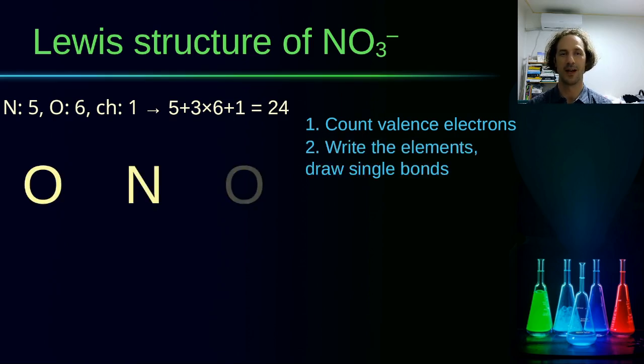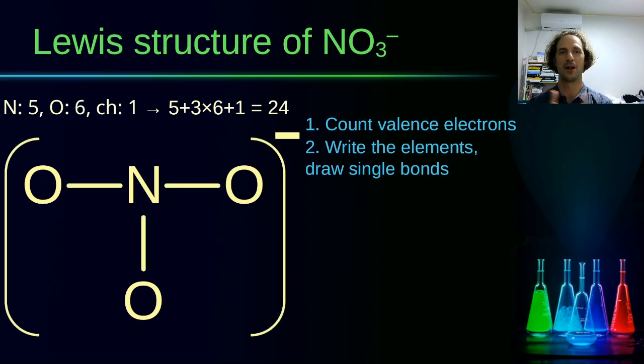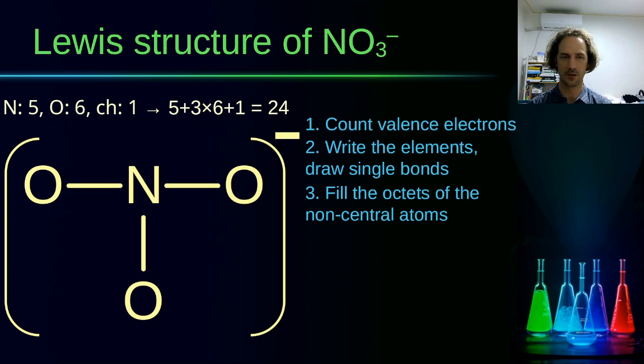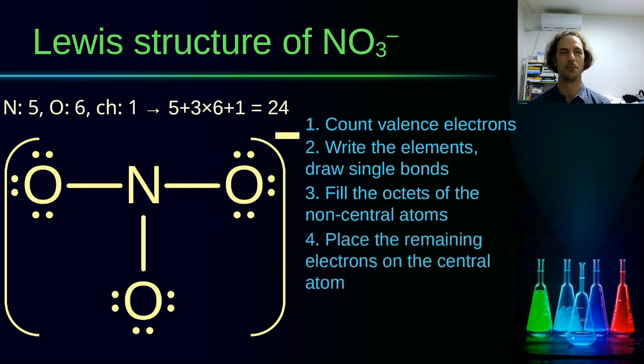Okay, so let's write the elements and draw the bonds between them. Nitrogen is the central atom here, which is bound to the 3 oxygen atoms. We should also draw a big bracket to show that this whole thing is an ion, and then draw the negative charge in the top right corner of the bracket. The next step is to fill the octets of the non-central atoms. All of these oxygen atoms have 2 electrons in the single bond, and they need 6 more. So let's give them 6 more electrons. Now we should give the remaining electrons to the central atom, the nitrogen, but no electrons remain. We used up all 24.